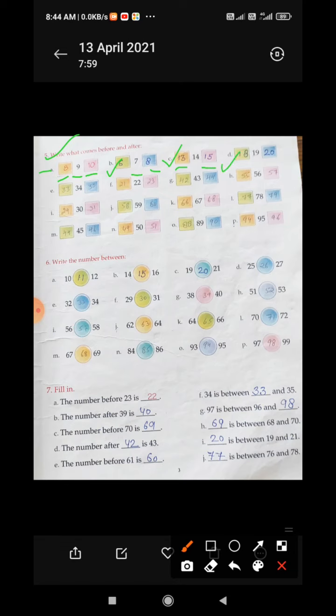Now D part, 19 is given. Before 19 you write here in the space given 18, and after 19 write here 20. Like this you do all parts yourself in books only.